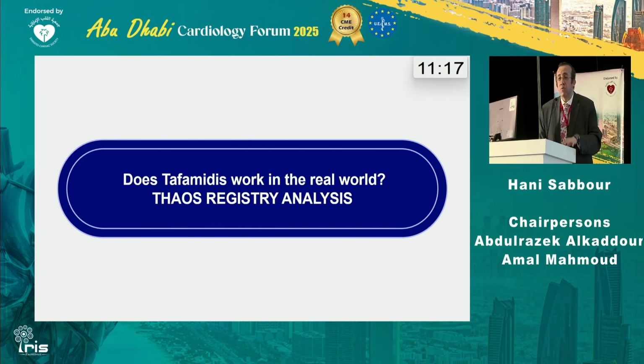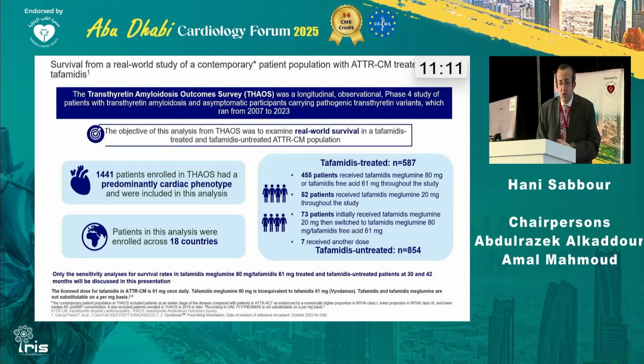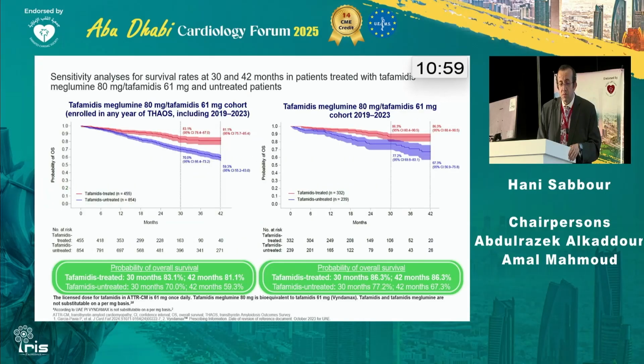Now, this is also real-world data. Again, some of us don't participate in randomized clinical studies. You want to see how this works in your own patients. So it's 1,400 patients in this registry, and of those patients, the tafamidis treated were the predominant phenotype. So it's an observational study, but what do you see here? The survival rates at 30 months and 42 months in patients receiving tafamidis in the real world, open label, of course, is significantly different. 81% here, 59% here.